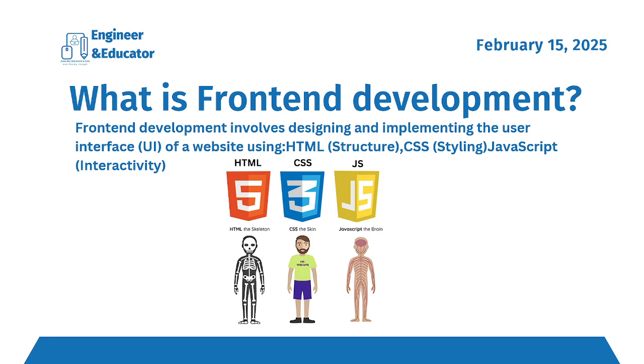That is the UI, the user interface, the part of the website where the user interacts with the web page. The structure of the web page is made using HTML. Then the styling is done by CSS, the Cascading Style Sheets, and the interactivity and dynamic behavior of the web page is made by JavaScript.